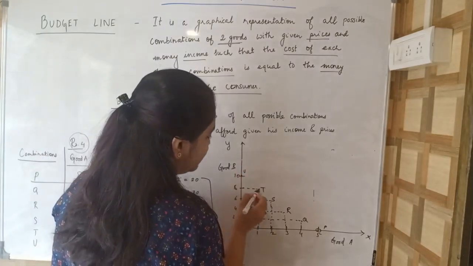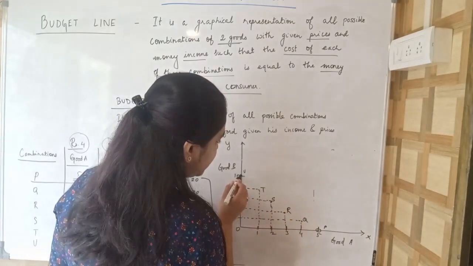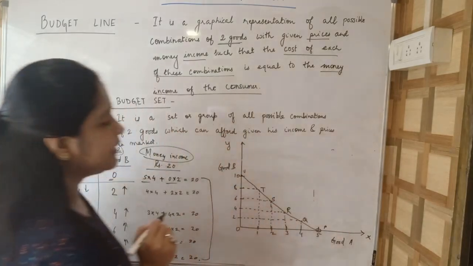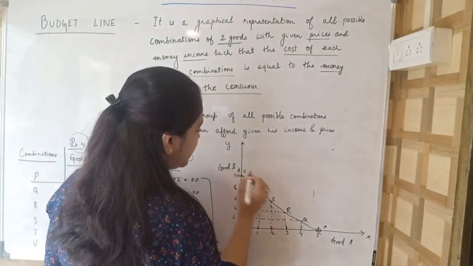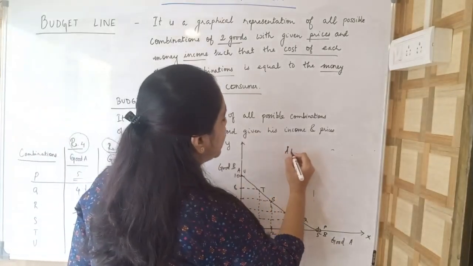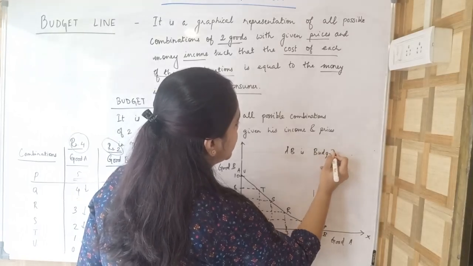Okay, so what can we see here? Can we join these points? Yes, we can join these points. And what do we see? That this is our budget line. What is the name of the budget line? Say the name of the budget line is AB. Okay, AB is the budget line that we get.